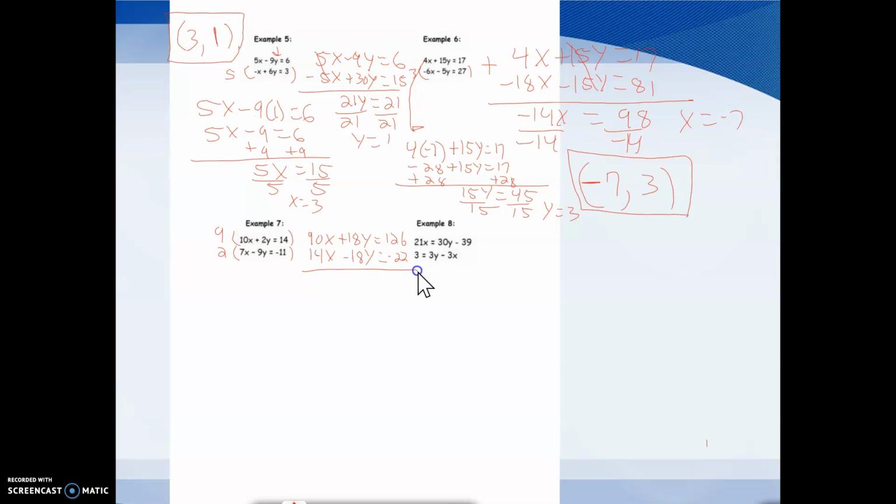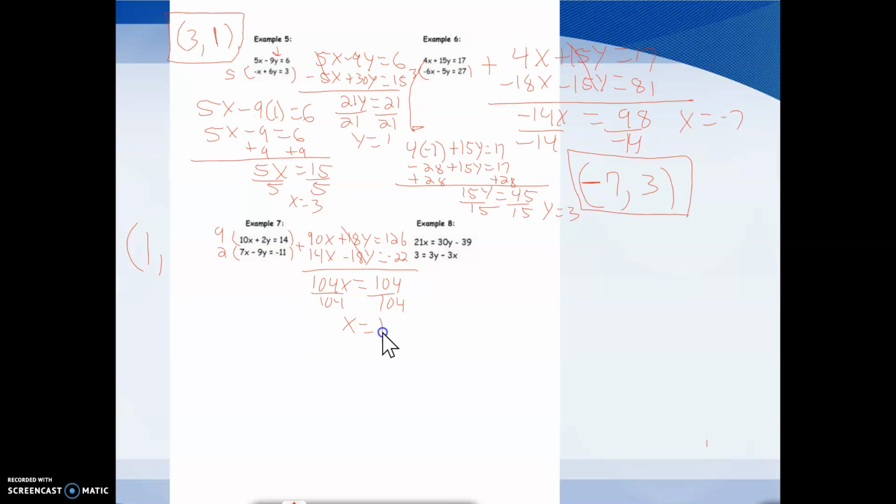So what am I going to do again? I'm going to add the system to cancel out the y's. So 90 and 14 is going to give me 104x equals 126, right? And negative 22 is going to give me 104. All right, and you already know your answer here. X is 1. All right, so that's part of my ordered pair.